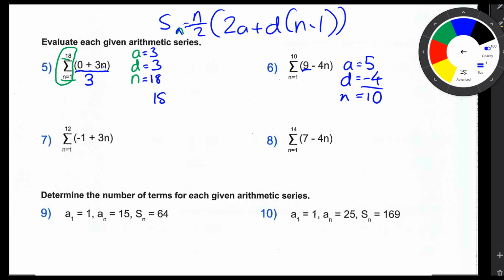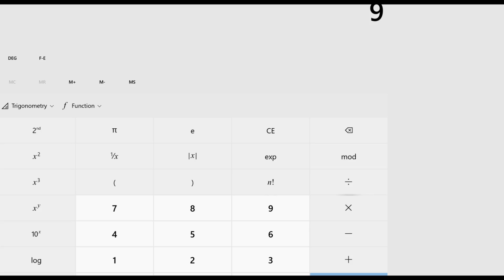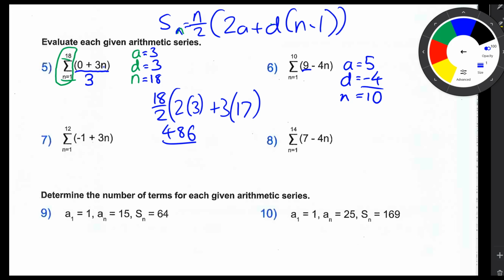So now we can go 18 in our n position over 2, which stays the same, equals 2 times 3 plus 3 outside of 17. Okay, and we do that on our calculator. 9 times 6. Cool. That should equal 486. Excellent. Okay, next.